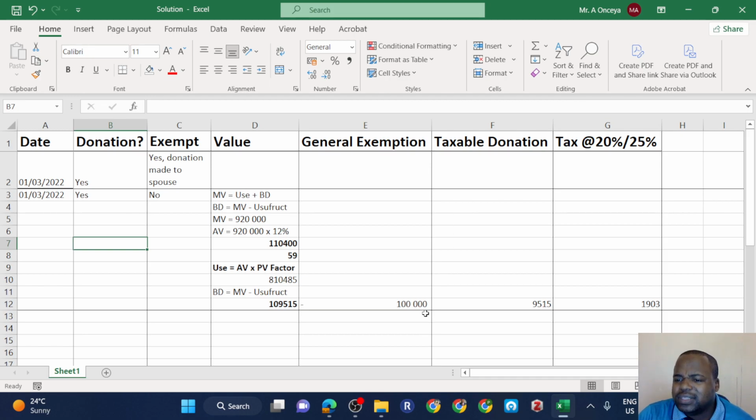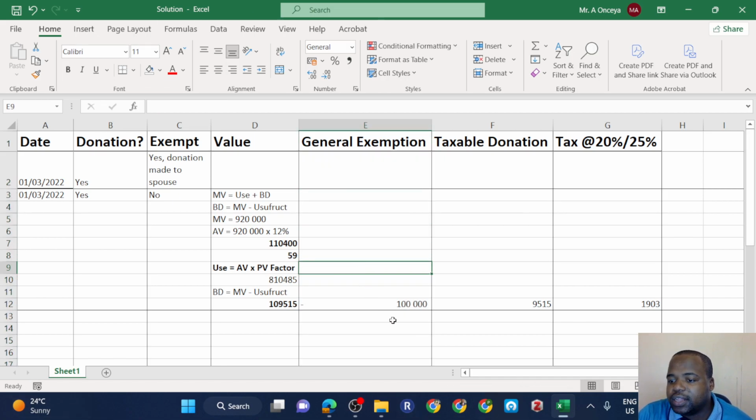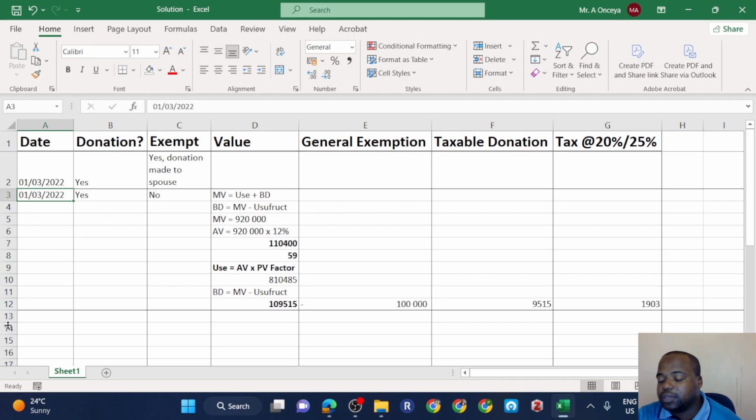And then a few points here is that, remember, he's entitled to the 100,000 rand exemption because it's a new year of assessment. It's 1 March 2022. It's the new day, the first day of the 2023 year of assessment, right?